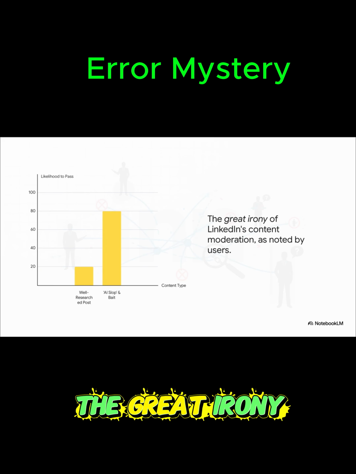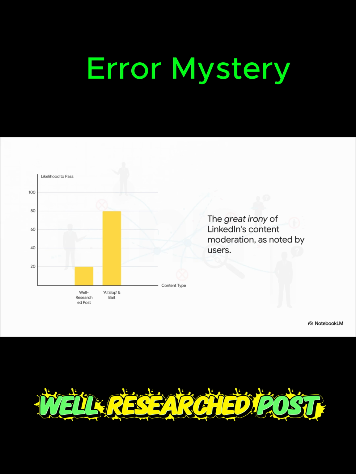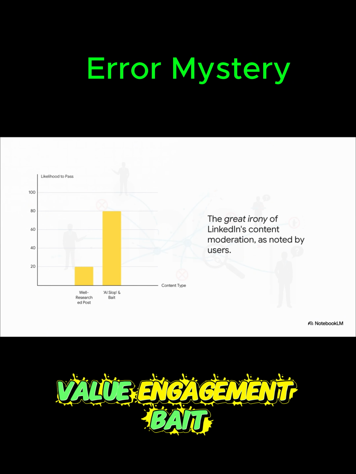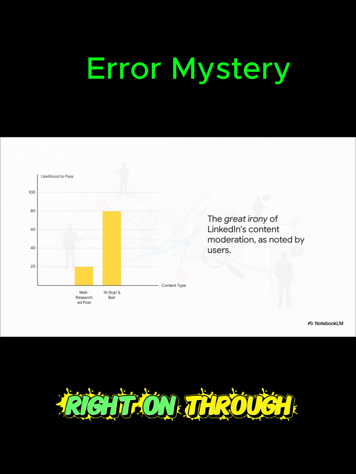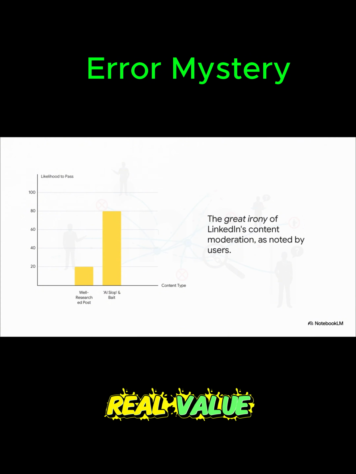And here is the great irony that just drives people crazy. The system will often block a really well-researched post about public health, but at the exact same time, all this low-value, engagement-based content, what some people are calling AI slop, seems to sail right on through without a single problem. It's a really frustrating paradox for anyone trying to add real value.